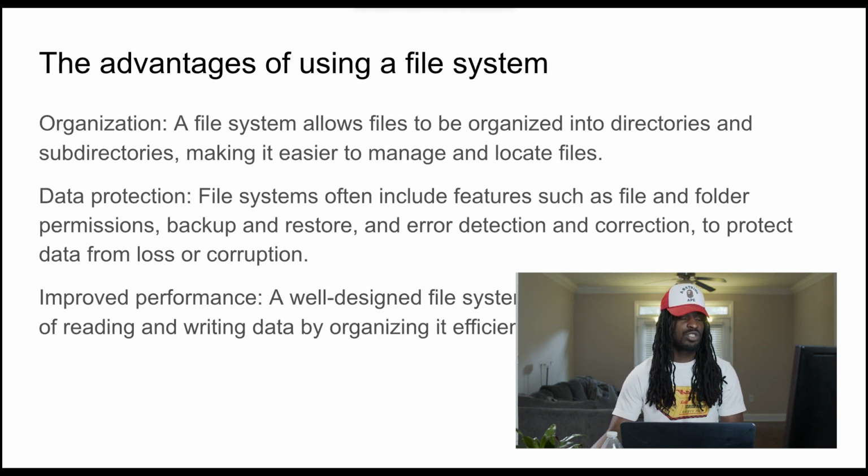The advantages of using a file system are organization, data protection, and improved performance. A well-designed file system can improve the performance of reading and writing data by organizing it efficiently on the disk. Data protection, obviously. File systems often include features such as file and folder permissions, backup and restore, and error detection and correction to protect data from loss or corruption. A file system allows files to be organized into directories and subdirectories, making it easier to manage and locate files.